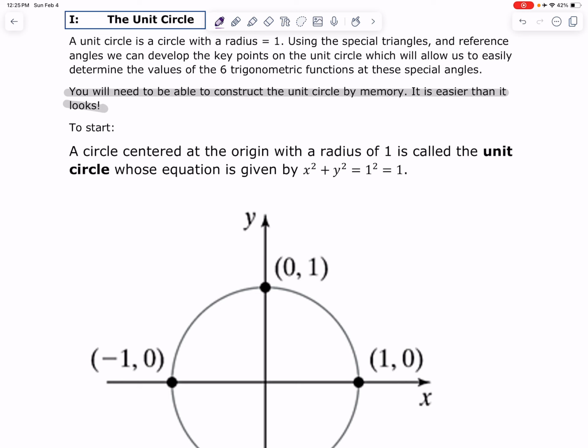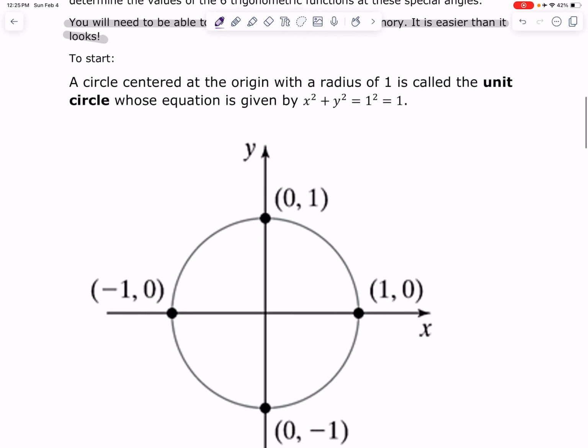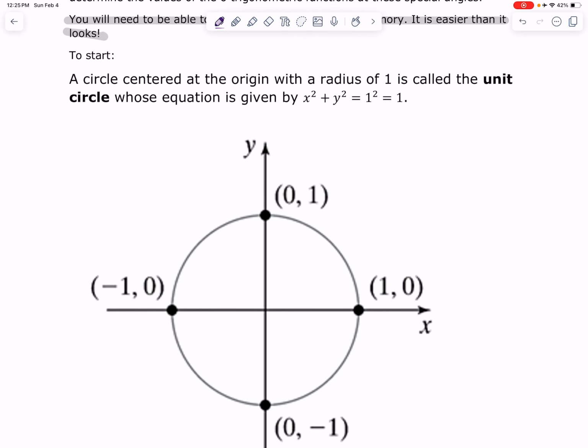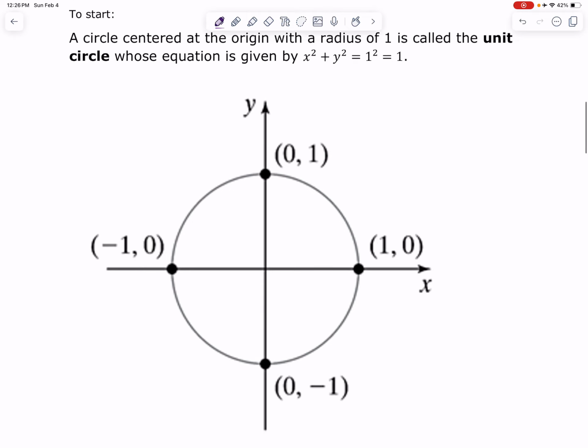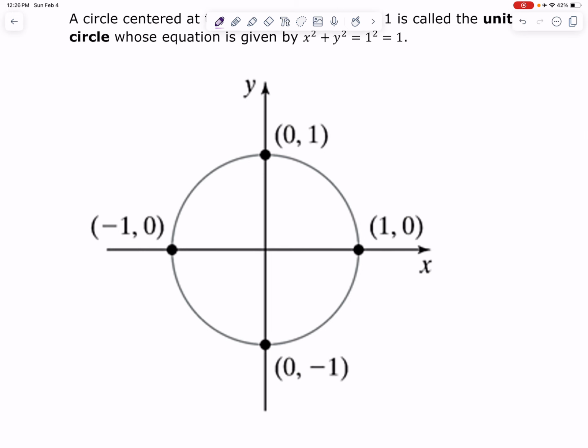Okay. So we are centering our circle at the origin. We've talked about that. Radius of 1. It's called the unit circle. It's given by the standard equation for a circle. So x squared plus y squared equals 1 squared, which is 1. Okay, there's our Pythagorean identity that'll help.